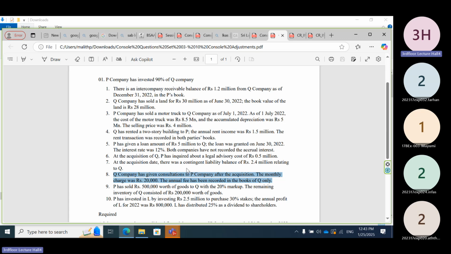Yes, it should be increased. Why? They have reported an additional expense which is not an expense as an entity.